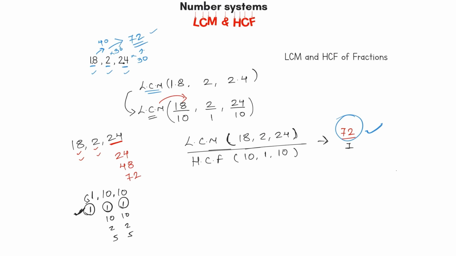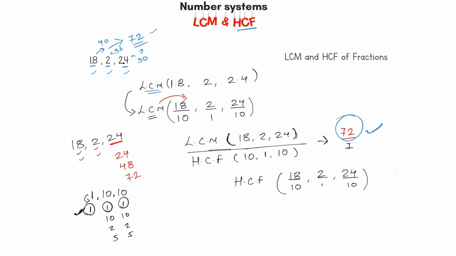Now let's go on to the next understanding, finding out the HCF, highest common factor, for these 3 numbers. So what am I asking you now? HCF of what? The same: 18 by 10, 2 by 1 and 24 by 10. I need to find out the HCF of this.